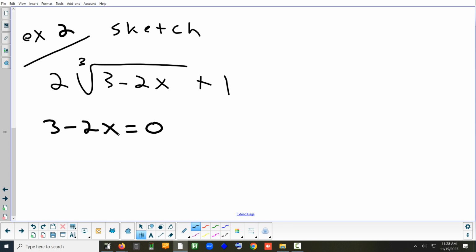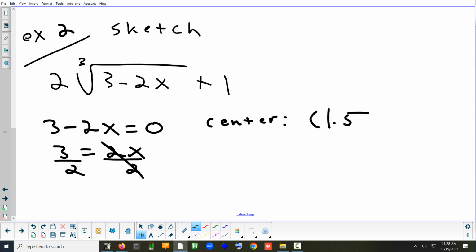So set 3 minus 2x equal to 0. You're going to get 3 equals 2x. And then how would you get x by itself? Divide by 2. That's the x value of where the center point is, 1.5. So 1.5, comma. Now I need the y value.